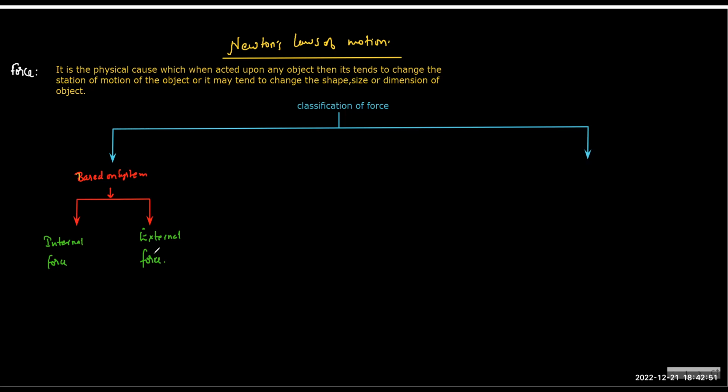Understood? So let's say in a family there is a friendly fight. You treat each person as one system, and then you see who has punched more and who has punched less, and then you decide the winner. So when you're taking each person as one system, then the force on each person by the other will be which force? Internal force or external force?